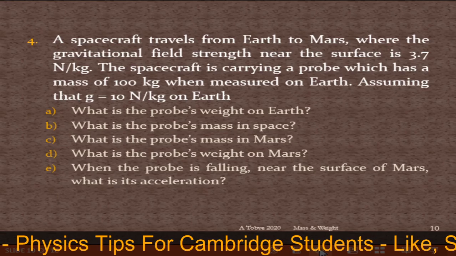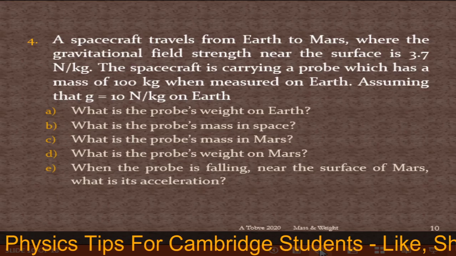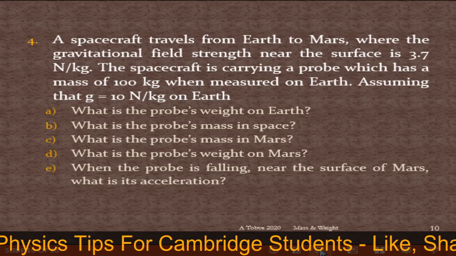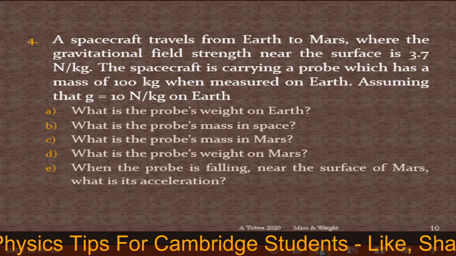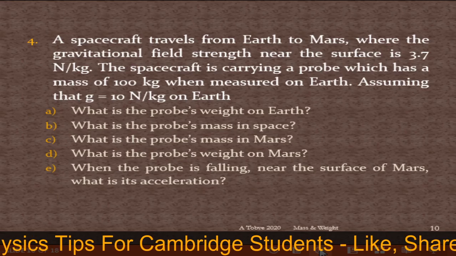Part D, what is the probe's weight on Mars? W is equal to mg, 100 times 3.7, which gives you 370 newtons on Mars. And then E, when the probe is falling near the surface of Mars, what is its acceleration? Gravitational field strength is equal to acceleration due to gravity. So 3.7 newtons per kg is equal to 3.7 meters per second squared.